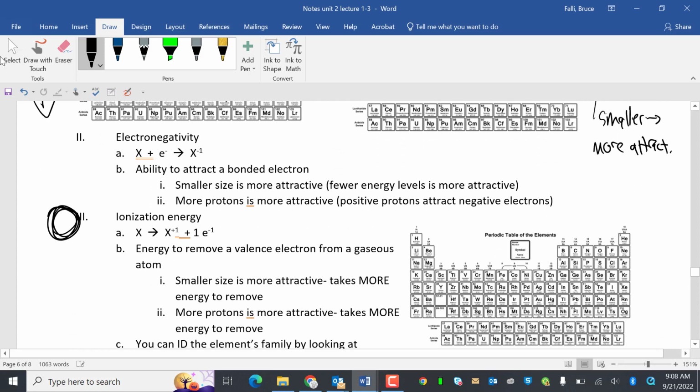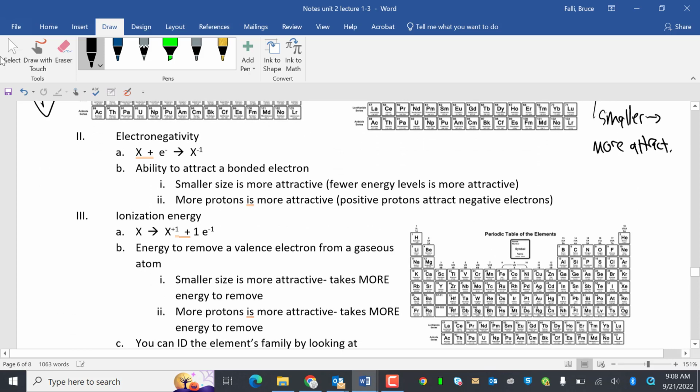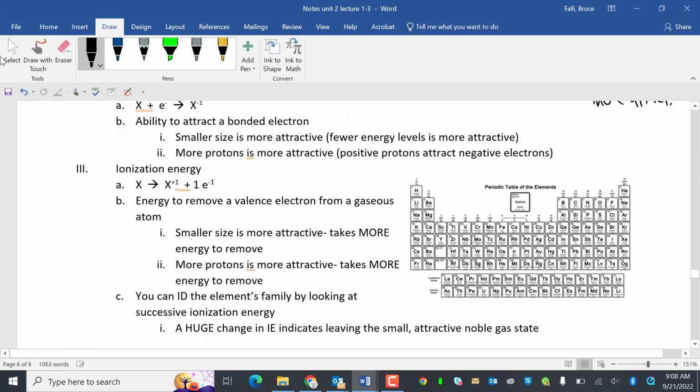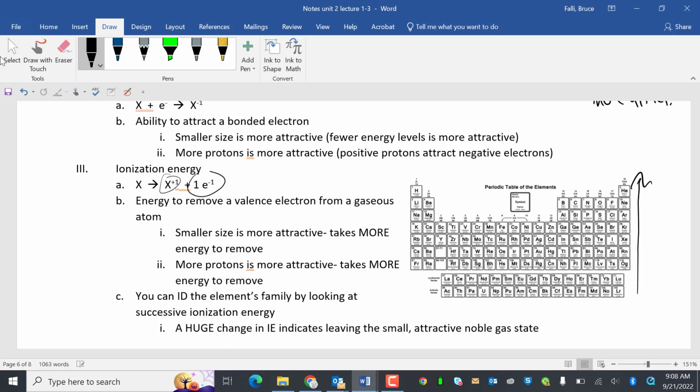Ionization energy, here we go, we got another one. So ionization energy, I'm going to have X turn into X plus 1 and then an electron. It's the energy to remove a valence electron from a gaseous atom. So I'm going to remove it, I got to rip it off. So this means a smaller size is more attractive, so it takes more energy to remove. Smaller.